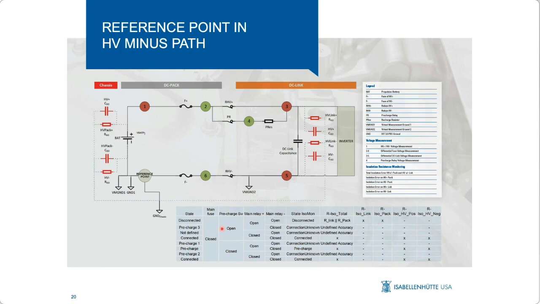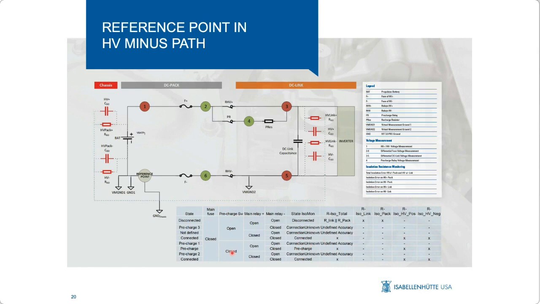In case the pre-charge circuit relay is open, but the main relay on the plus side is closed, and also the main relay on the minus side is closed, the isolation status would be connected, and we would get a reading of the total isolation voltage, positive and negative to ground.